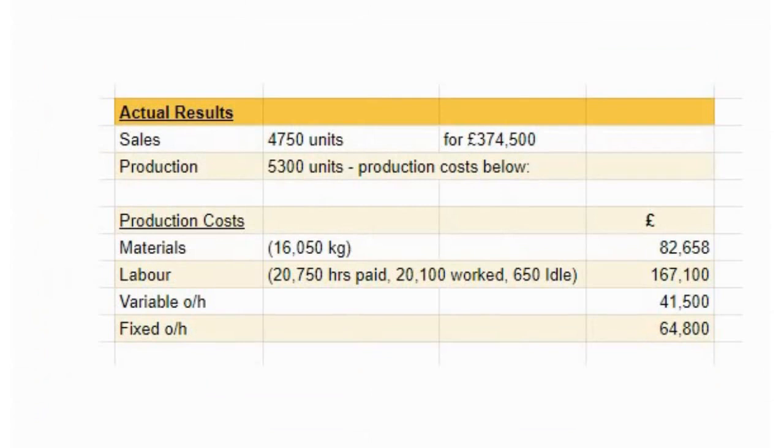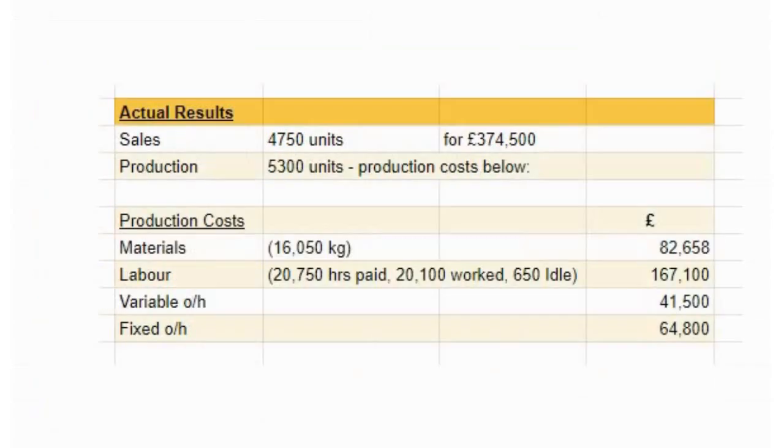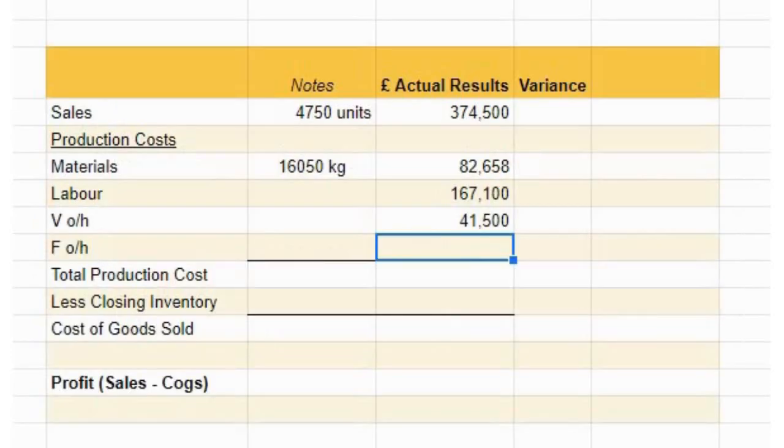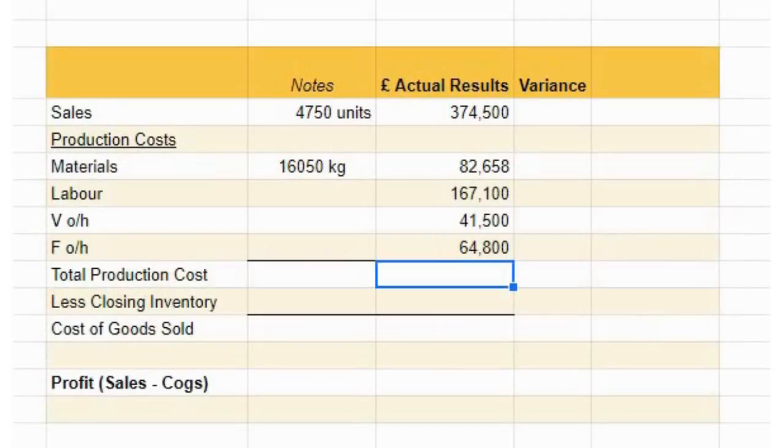And from the labour information row I can see that it cost £167,100, so I'm going to just copy the numbers directly into the table, 167,100, and there it is, labour 167,100, and variable overheads came in at 41,500, and so I typed that number in, and fixed overheads came in at 64,800, and I simply put the numbers in.